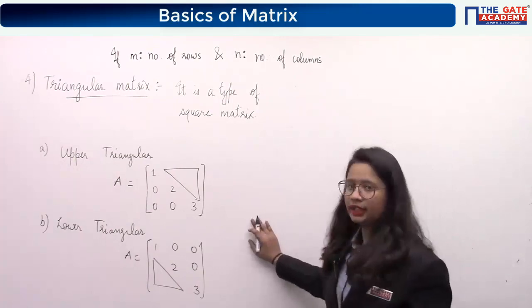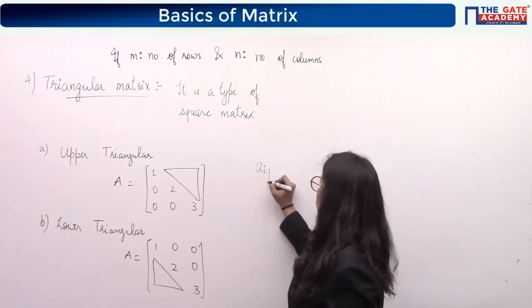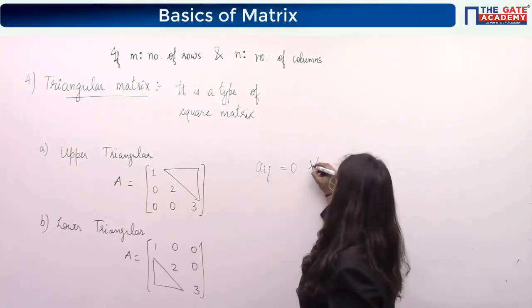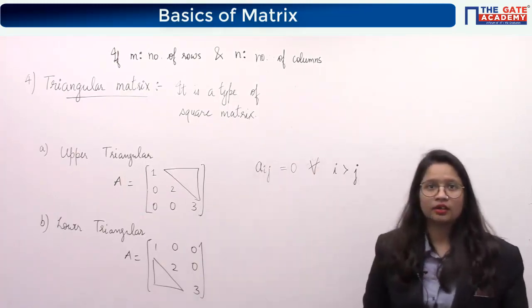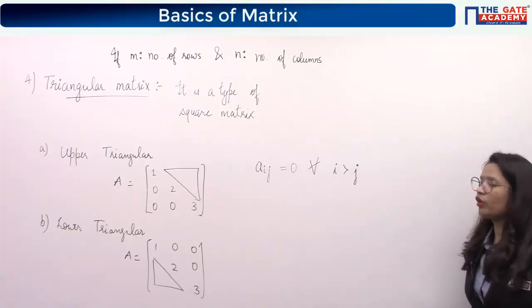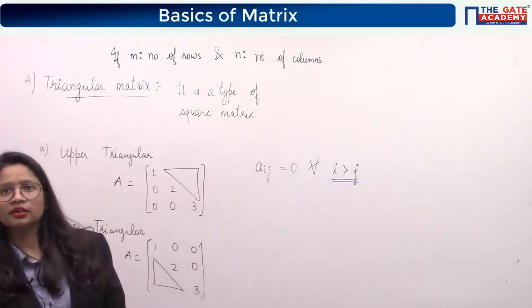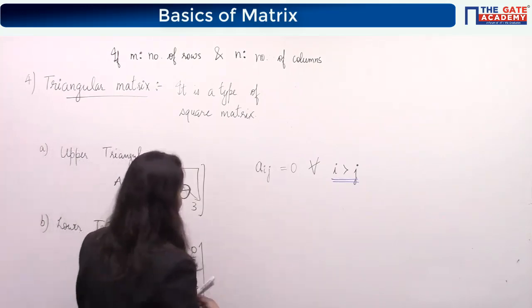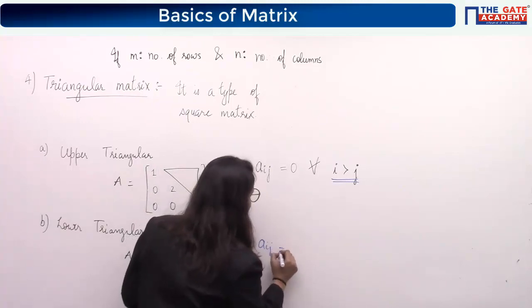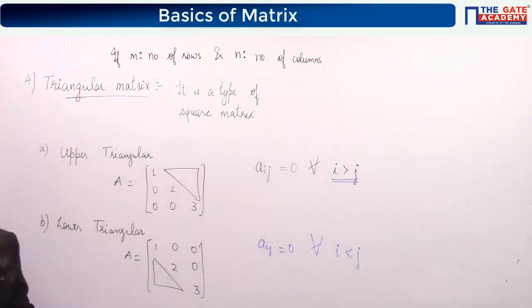Now again writing the elemental definition for upper triangular. Can I write like this? Aij will be 0 for all i greater than j. Do you agree? Can you check whether this follows or not? And similarly for lower triangular, if I write, it will be Aij is 0 for all i less than j. This is the elemental definition for lower and upper triangular matrix.